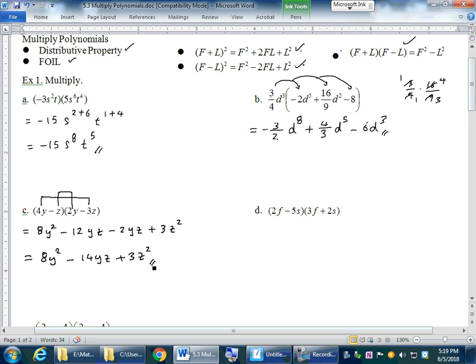Moving on to the next example. Again, this is a binomial times a binomial, so it's the foiling method. So my first will be 6f squared. The outer will be plus 4fs, and the inner will be negative 15fs, and my last will be negative 10s squared. So this will become 6f squared minus 11fs minus 10s squared.